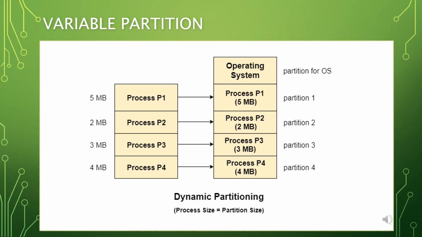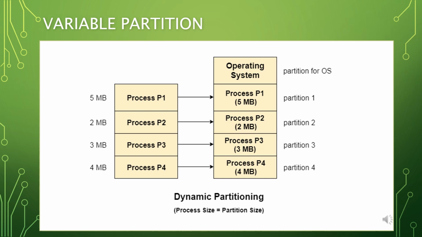In order to overcome the problem of fixed partitioning, that is internal fragmentation, a new technique was introduced which is called variable partitioning, or you can also term it dynamic partitioning. Why dynamic partitioning? Because the partition size is not declared initially, it is declared at the time of process loading, and it can differ according to the process. If one process is of 5 MB, the other process is of 2 MB, and the third process is of 3 MB, accordingly a partition will be defined for them.